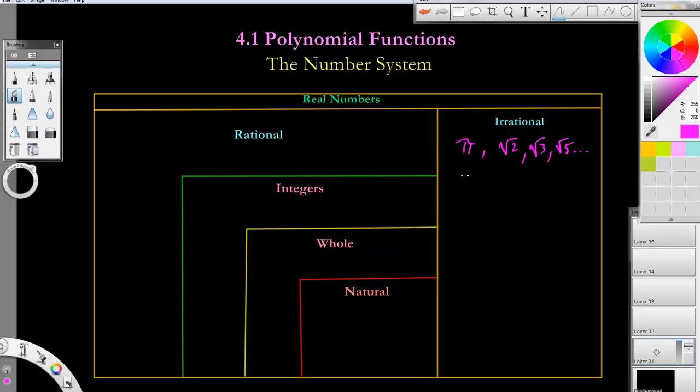So we're talking numbers that look like this. These things generate decimals that do not repeat or end. You can see that pi is the classic example of that, and so is the square root of 2 and 3 and 5 and 7 and so on. These things make decimals that do not ever end, nor do they ever repeat themselves. And rational numbers are just the opposite.